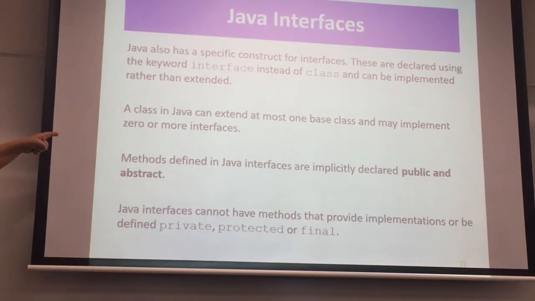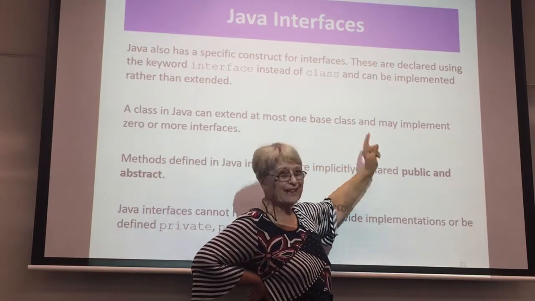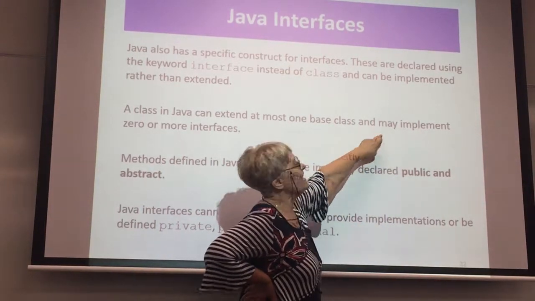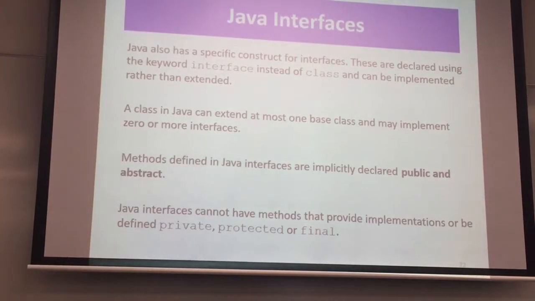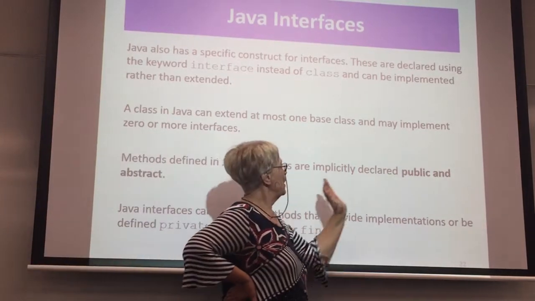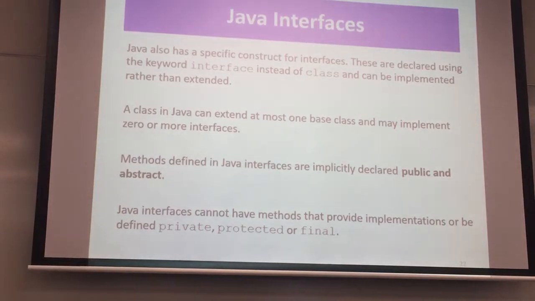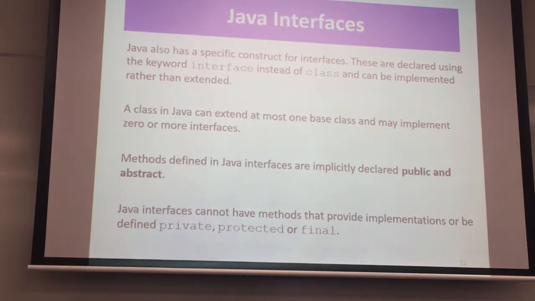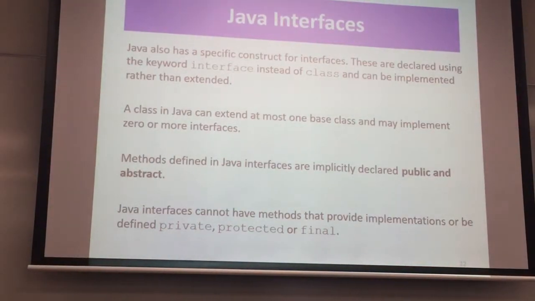So a class in Java can extend at most one base class, abstract or non-abstract, but one class, and can implement more than one interface. So be aware of this. By default, no matter what you put in your interfaces, the methods are public and abstract. Public and abstract. Doesn't matter what you write in your code.